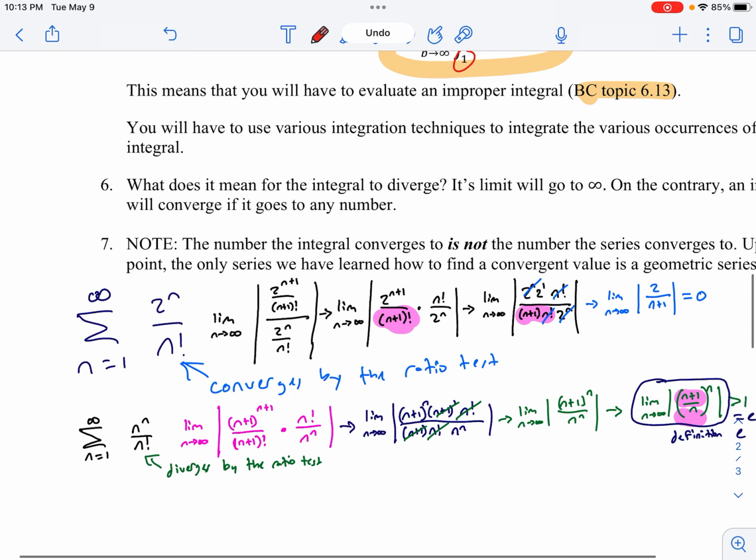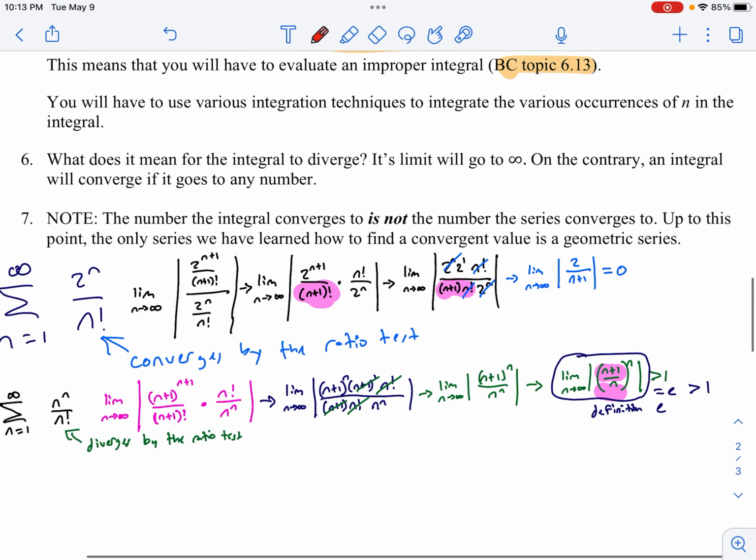All right. And then, you're going to have to dig into your tool bag. You're going to have to use various integration techniques to integrate the various occurrences of n in this integral. Any integration techniques that you've had are fair game here. Unfortunately, that means you might get some inverse trig answers, you might have to use substitution, completing the square, integration by parts. Anything you've learned about integration is fair game here, which is another reason why this isn't the preferred test.